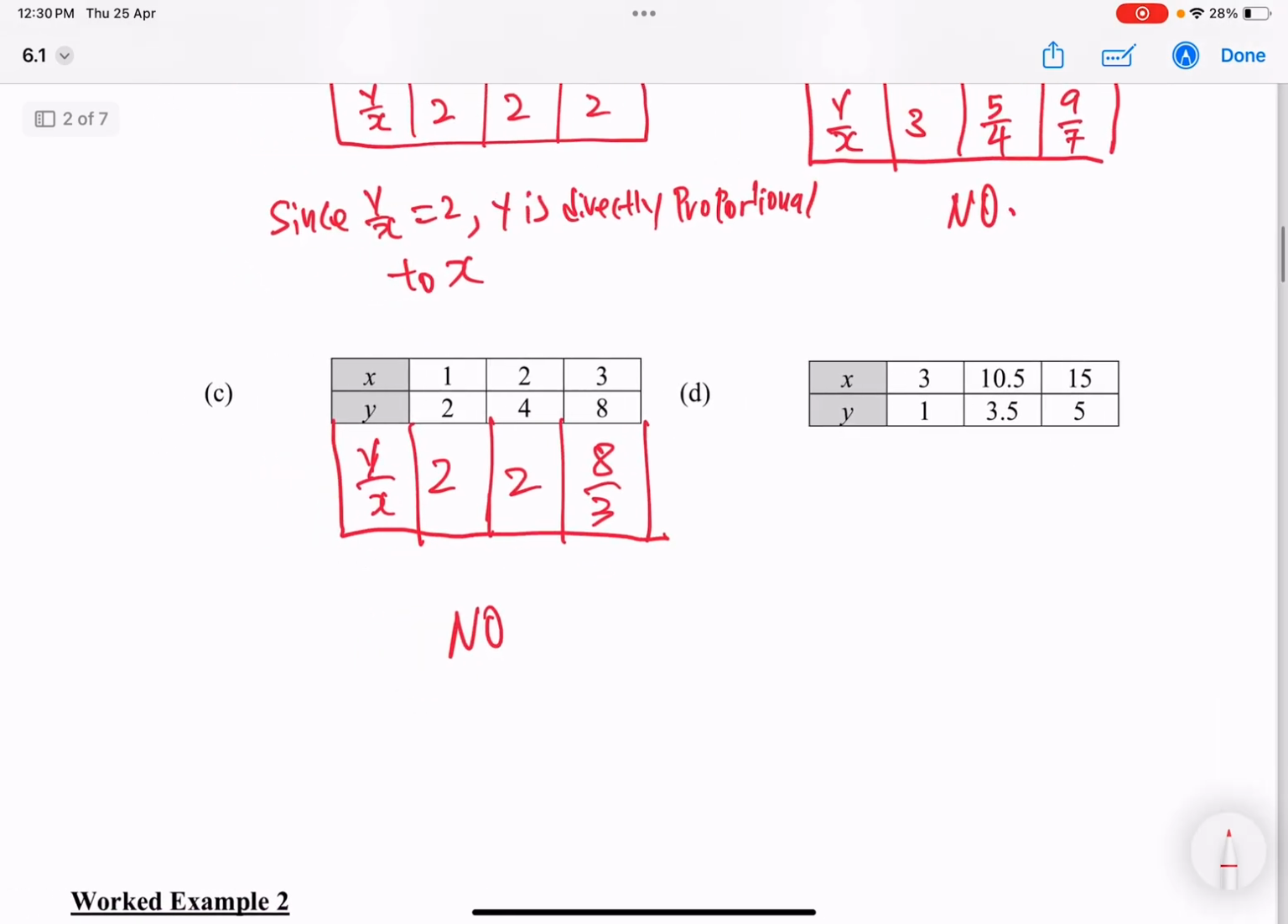The last one, do it by yourself. This one I'm not going to help you. You try. Y over x. Can you calculate? What is the y over x? And you tell me whether it is directly proportional or not.